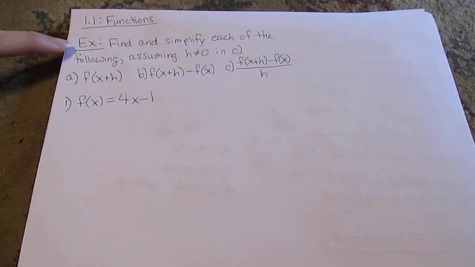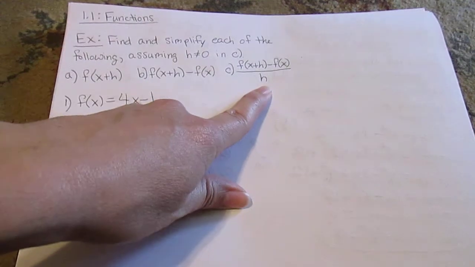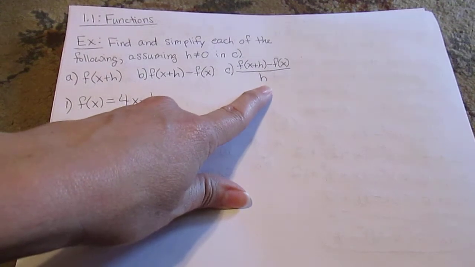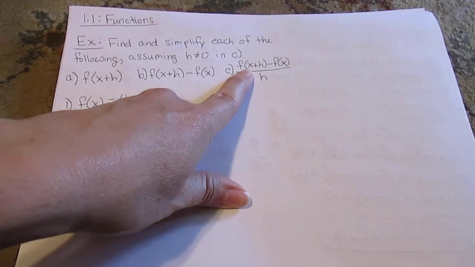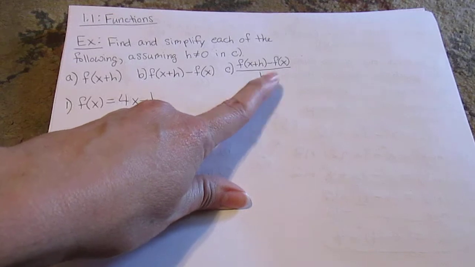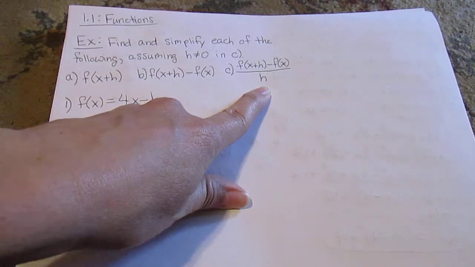Find and simplify each of the following, assuming h does not equal 0 in part C. Okay, well, basically it's breaking up the parts. This is what we're actually finding. This is the difference quotient right here, f of x plus h minus f of x, all divided by h. So we're just going to strictly work with the college algebra, finding the difference quotient. We'll talk about what it means later.